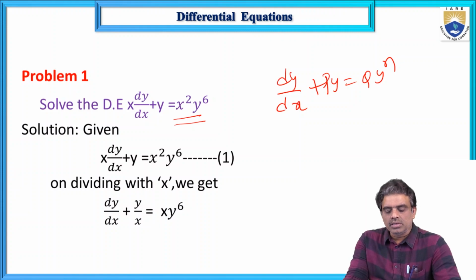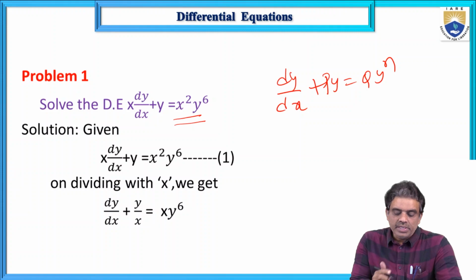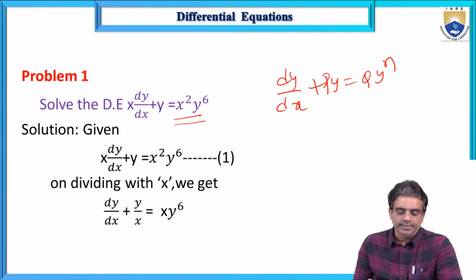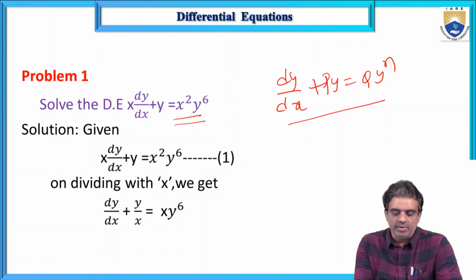So what steps do we have to follow? First we have to divide with x. On dividing with x, we will get dy by dx plus y by x is equal to x square by x, that means x into y power 6. Now it is looking like a Bernoulli equation, dy by dx plus py is equal to q, a function of x, into y power n.